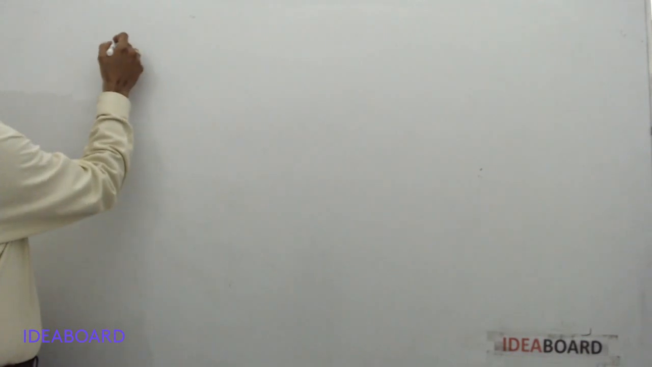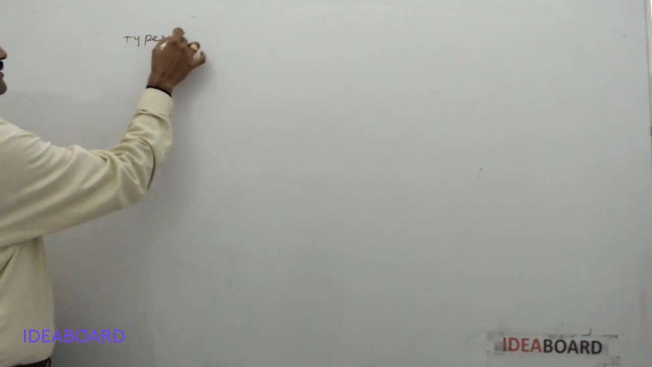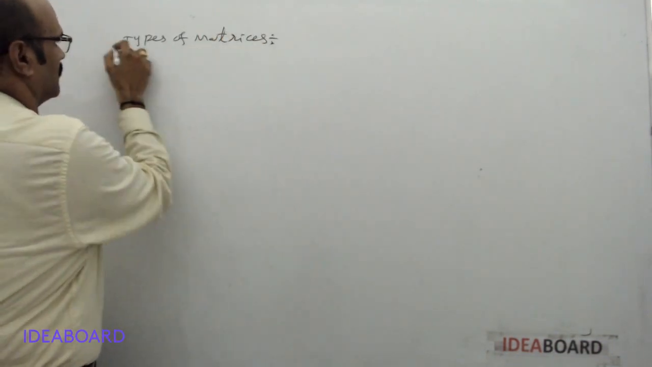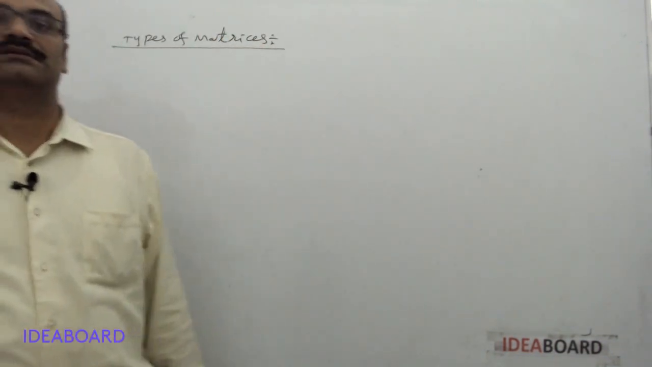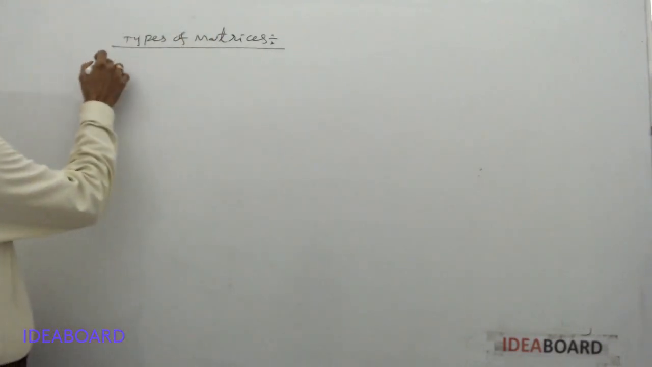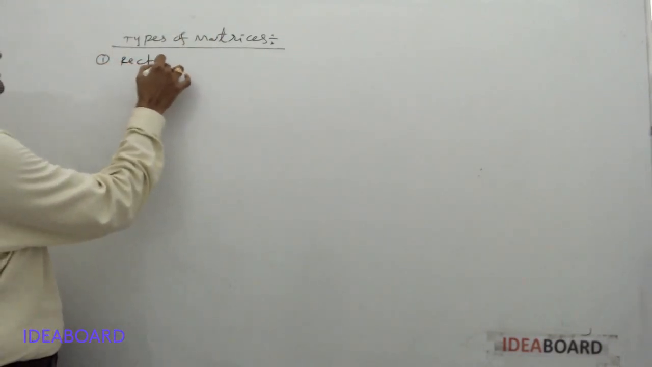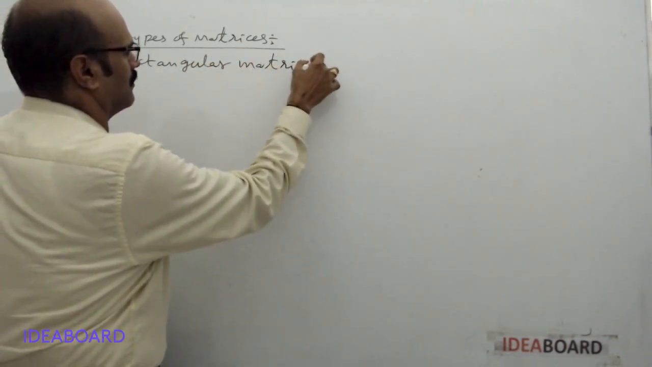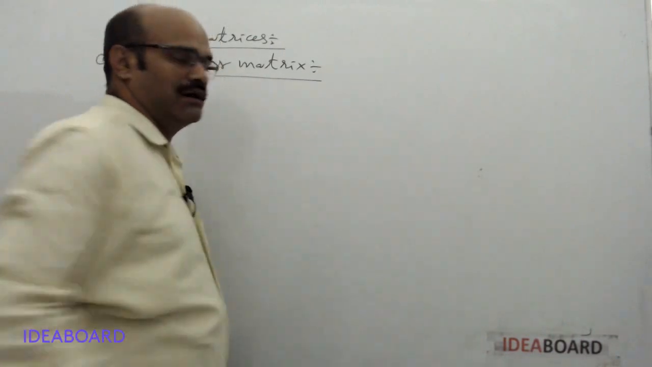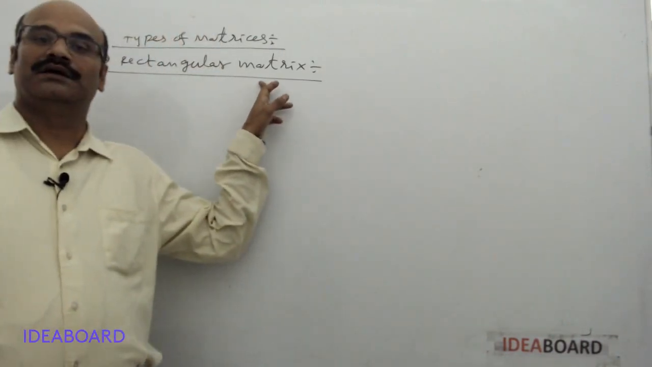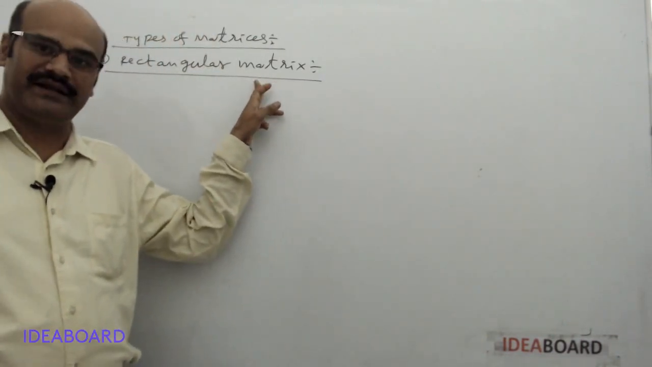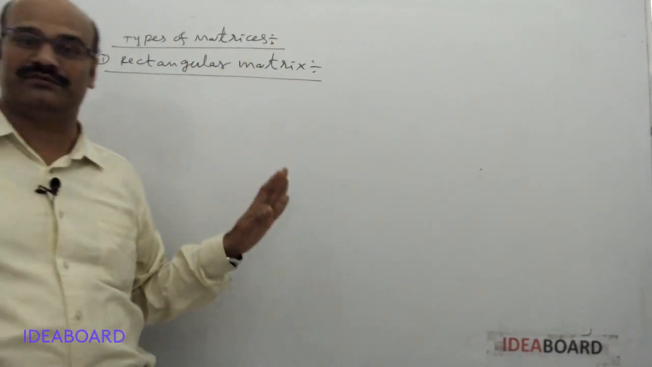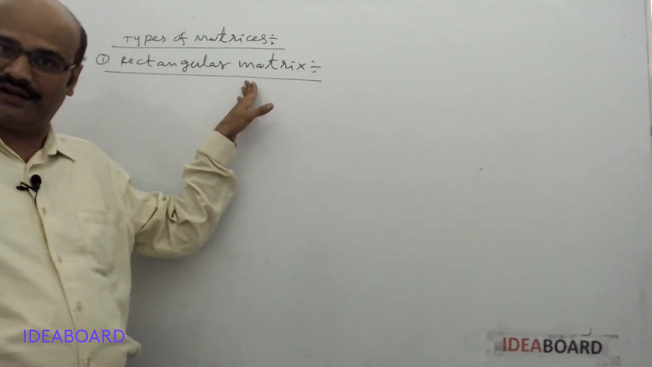Now we have to discuss about types of matrices. Rectangular matrix. Rectangular matrix means if you take a matrix in which the number of rows is not equal to the number of columns, it is called rectangular matrix.